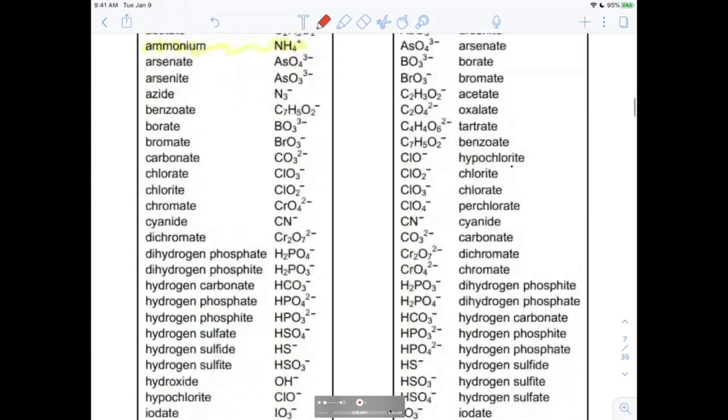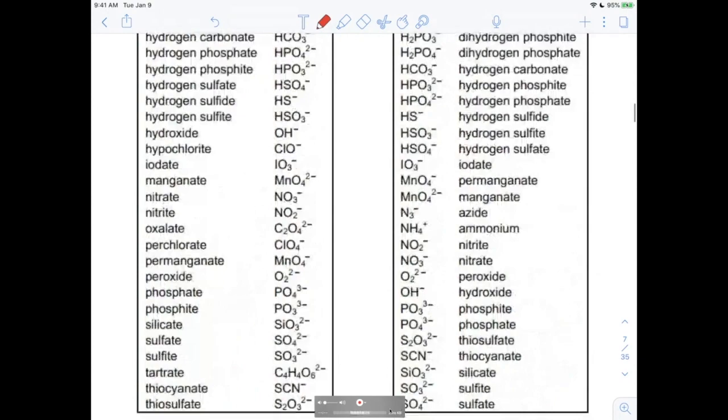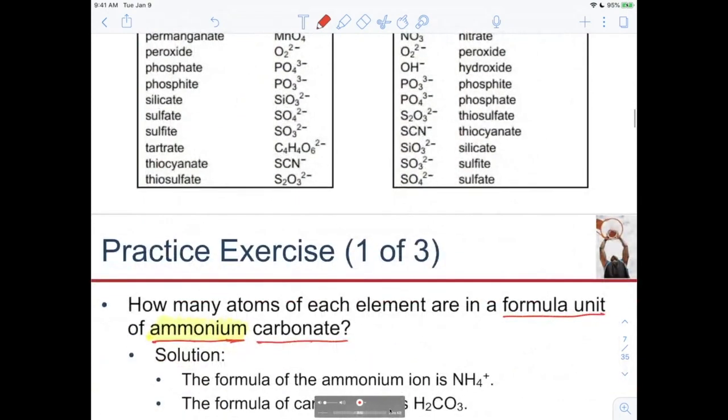Okay, so back to the question, ammonium, NH4 plus. I'm going to write this on the side. NH4 plus. What else did they give us? They said carbonate. Once again, carbonate is not an element, it's a polyatomic ion.